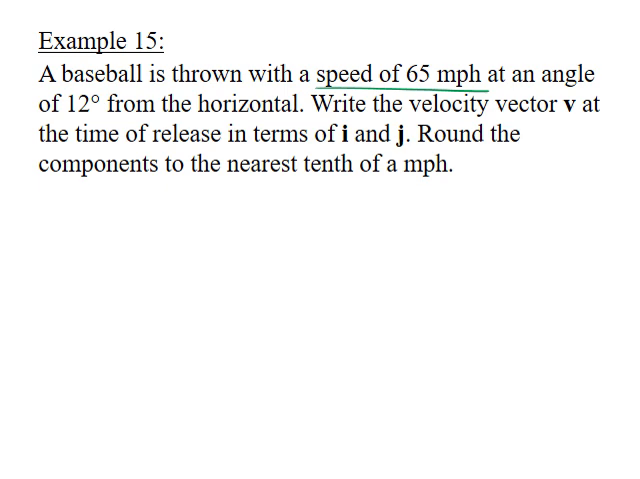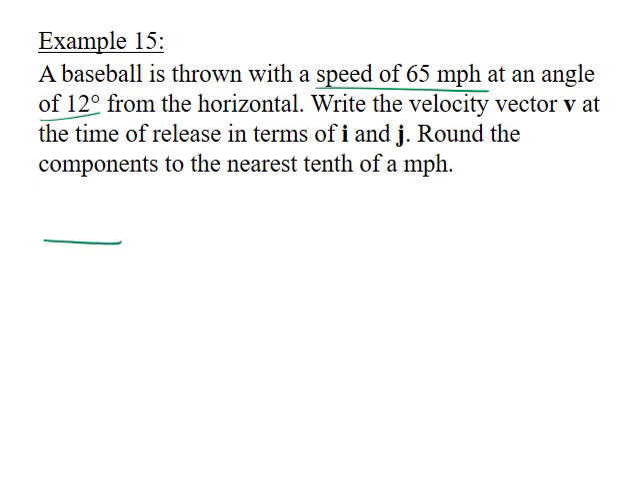That is the magnitude. And then it also tells us that it's at an angle of 12, which is going to be the angle that we are going to use. So that's the direction angle here. So it says write the velocity vector v at the time of release in terms of i and j and round the components to the nearest tenth of a mile per hour.